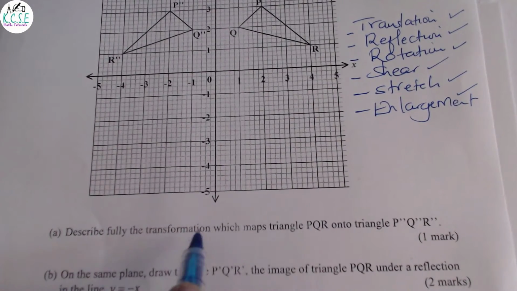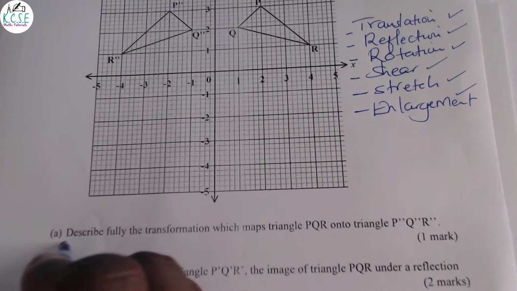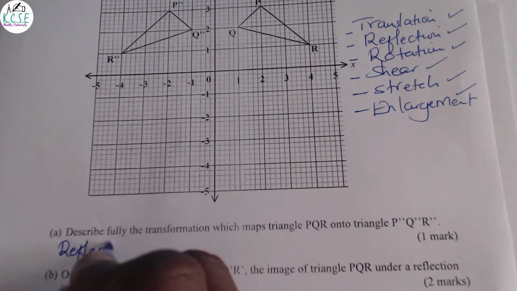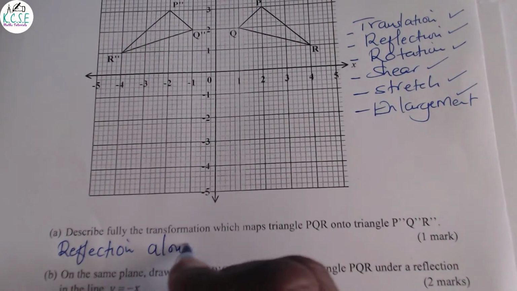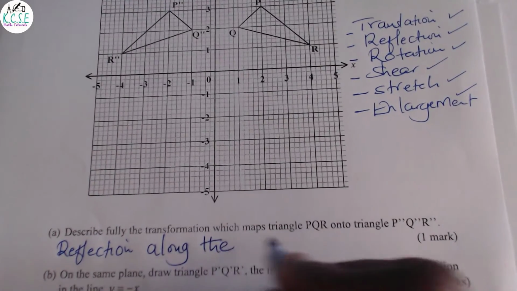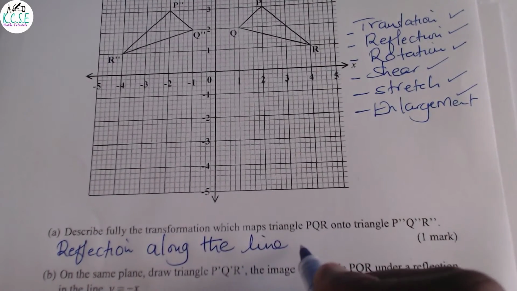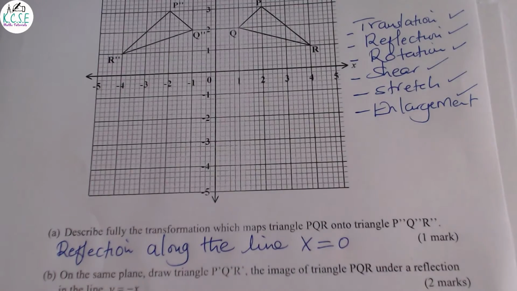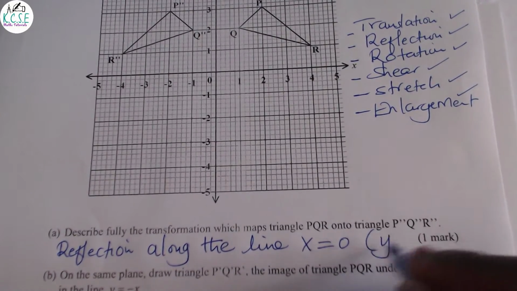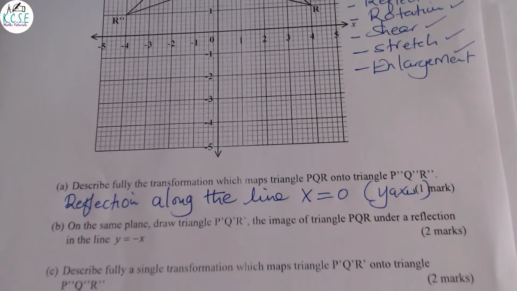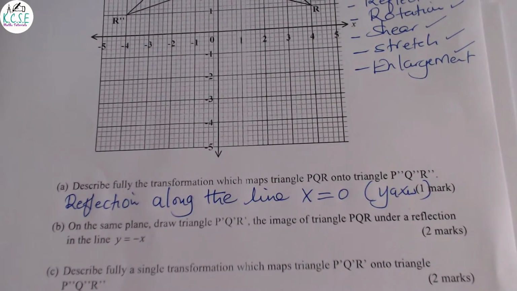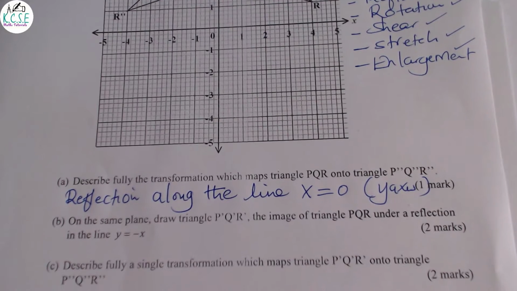So you write, describe fully the transformation. You just say this one is a reflection along the line x = 0, and that line is what we refer to as the y-axis. So you have described fully. When you're describing a reflection, you have to state the line of reflection.